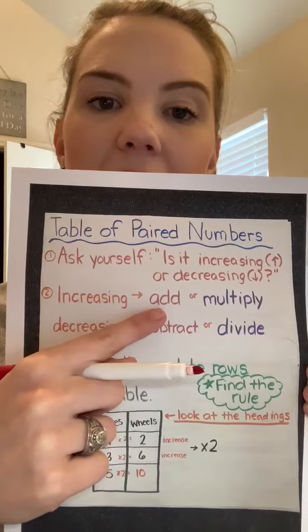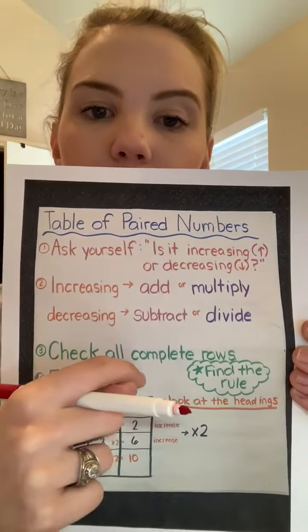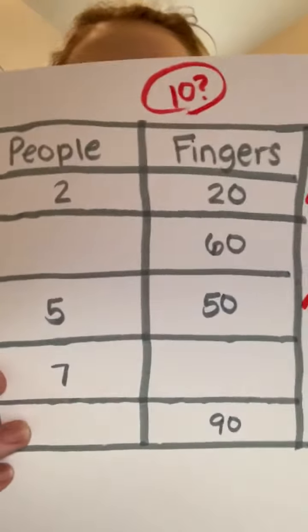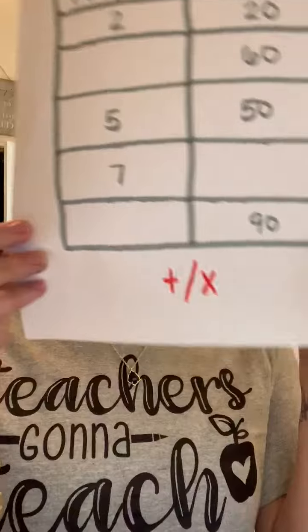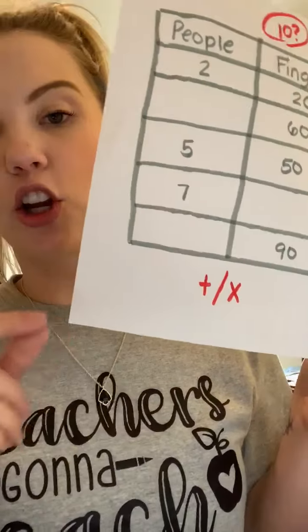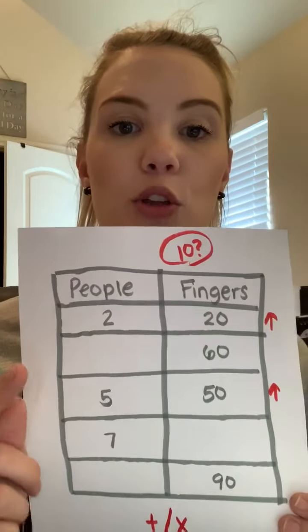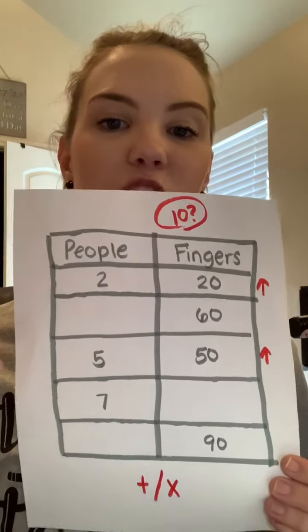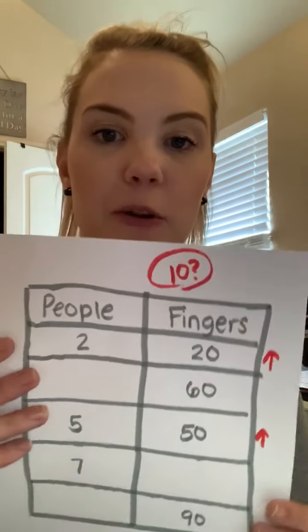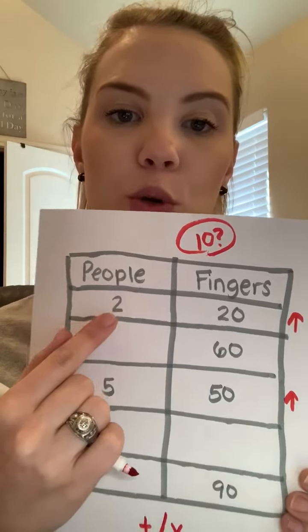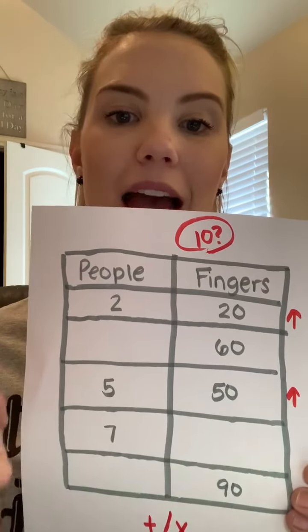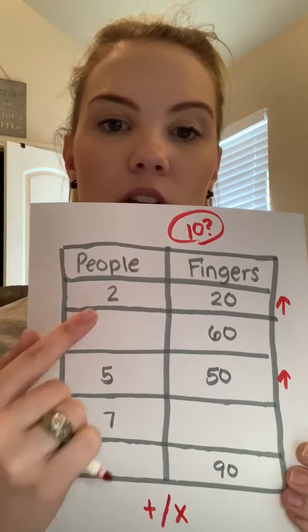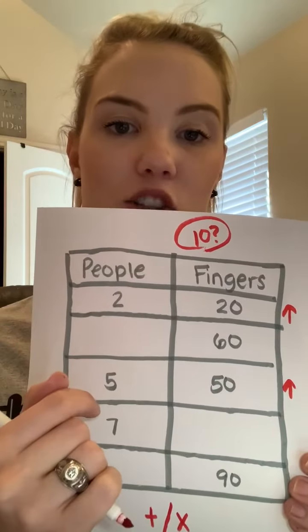We know we have to add or multiply. So somewhere on my table, I'm gonna write a plus, the addition sign, and the multiplication sign, because it could be either of those. Now, you know the one that we try first is always addition. We always try the addition first. So we're gonna ask ourselves, how do I get from 2 to 20 with adding? Well, 2 plus 18 is 20.